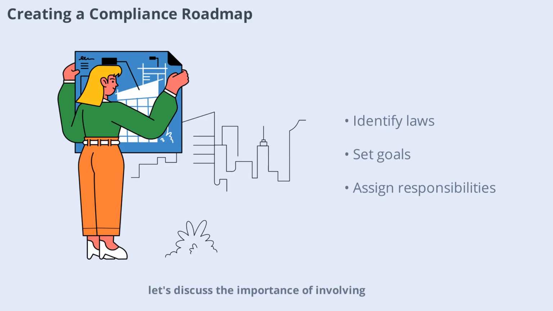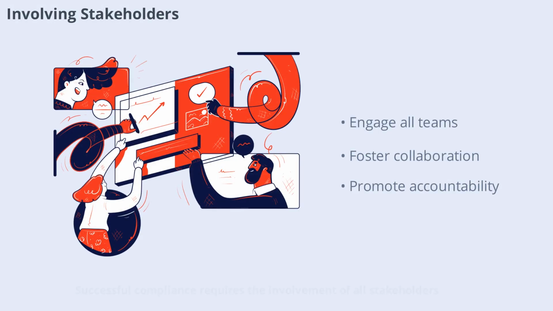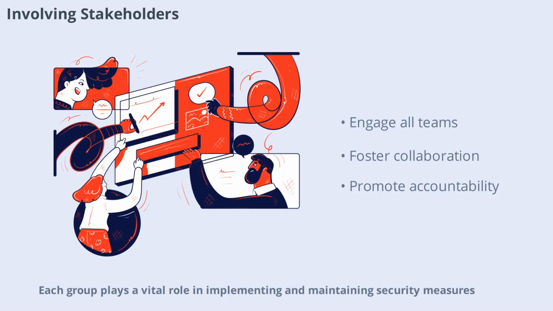Next, let's discuss the importance of involving all stakeholders in the compliance process. Successful compliance requires the involvement of all stakeholders, including management, IT staff, legal teams, and employees. Each group plays a vital role in implementing and maintaining security measures. Regular communication and collaboration help ensure that everyone understands their responsibilities and stays informed about changes. Engaging stakeholders also fosters a culture of security and accountability.